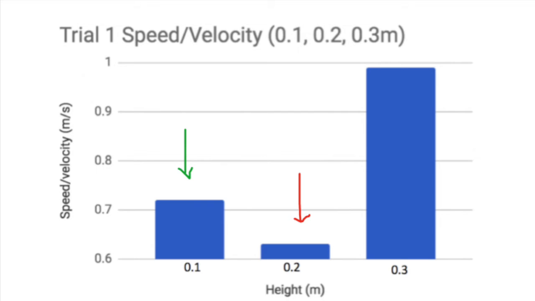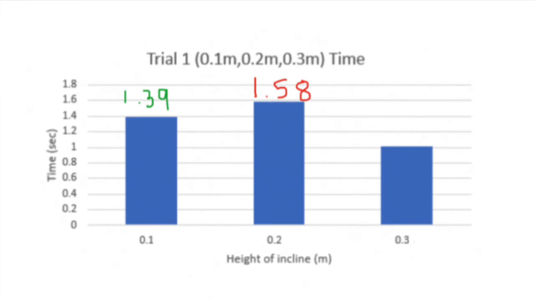Therefore, it shows some inconsistencies in our method that may have caused this to occur. Throughout the experiment, it was hypothesized that the results would show decreasing time as height of incline increases. However, during trial 1, an outlier can be seen as the 0.2 meter height took 0.19 seconds longer than the 0.1 meter height. Consequently, the speed and velocity was slower than the 0.1 meter trial. This inconsistency may be as a result of human error, which will be explained later on.